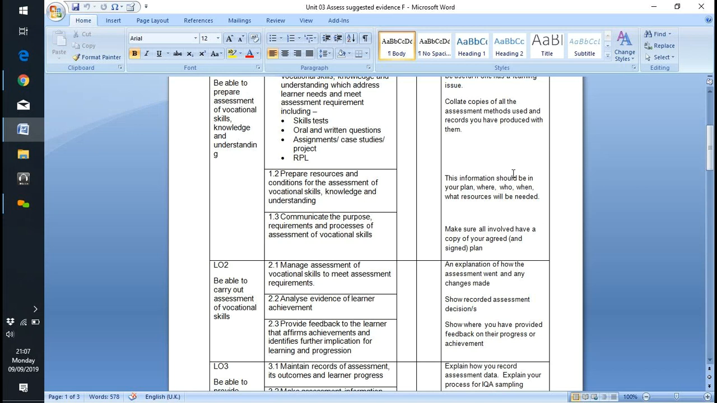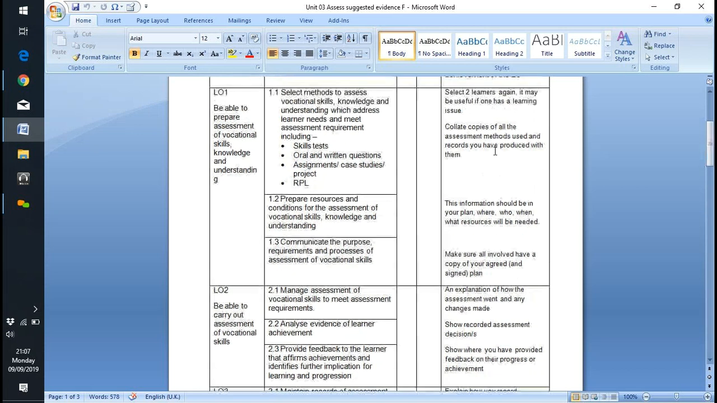Right. That's what it means. Information should be in your plan: where, who, when, what resources will be needed. So you could start with 1.2. I could just make a plan and have all of that included.